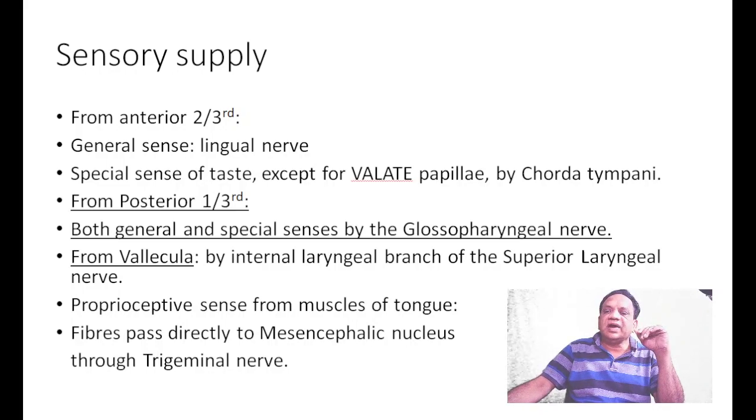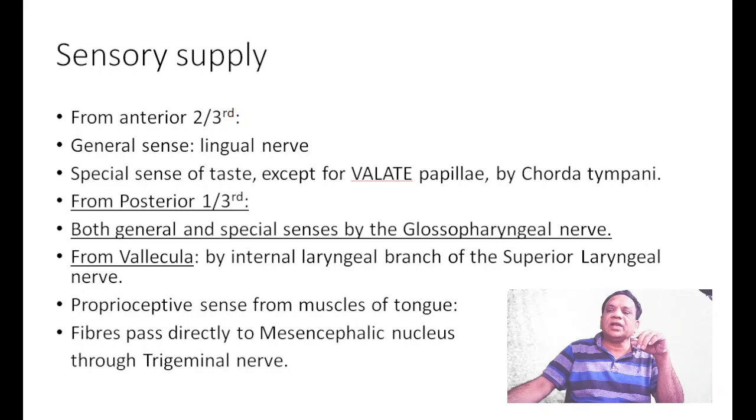Even though the vallate papillae are on the anterior 2/3, those are not connected by this chorda tympani. The chorda tympani nerve is a branch of the facial nerve, and that carries taste sensations from all the papillae of the anterior 2/3 of the tongue, except for vallate papillae. If we see the posterior 1/3, both general and special senses are carried by another cranial nerve, the 9th cranial nerve, that is the glossopharyngeal nerve.